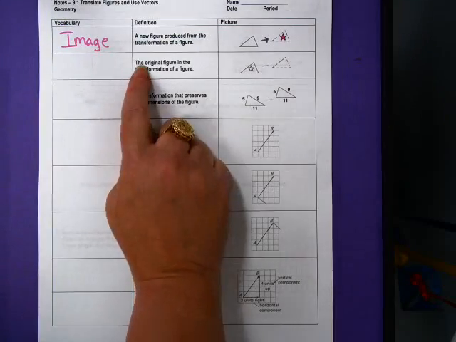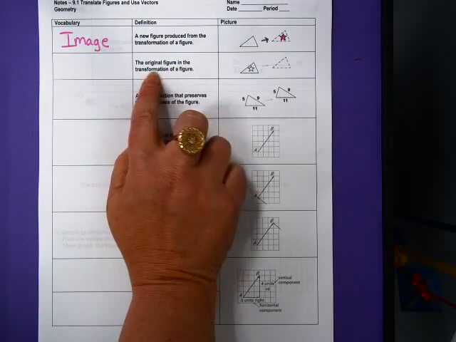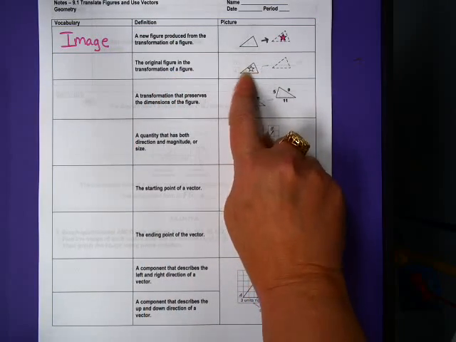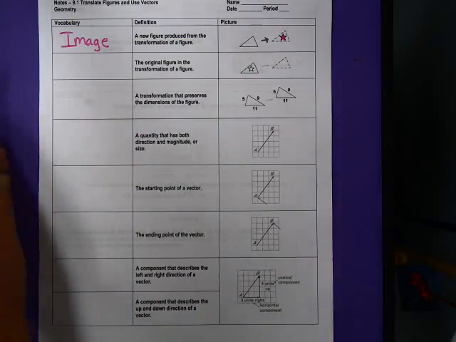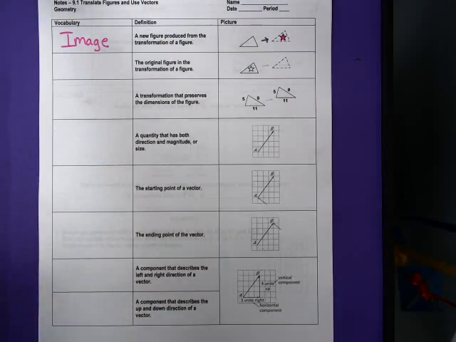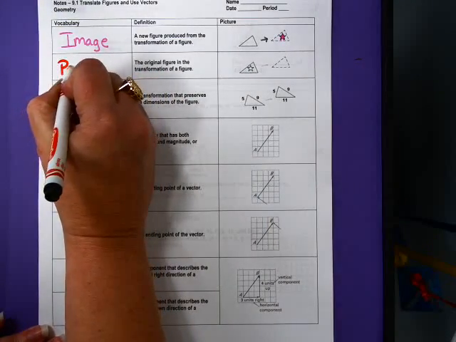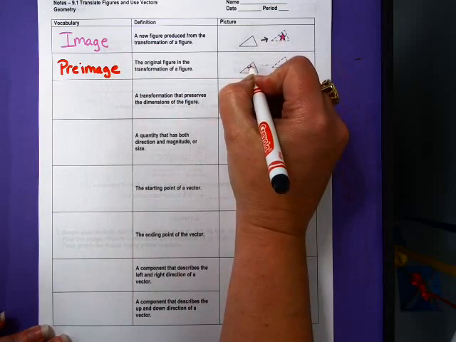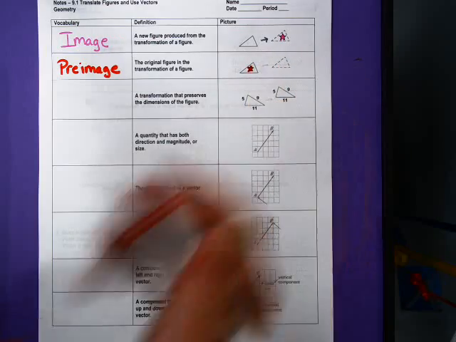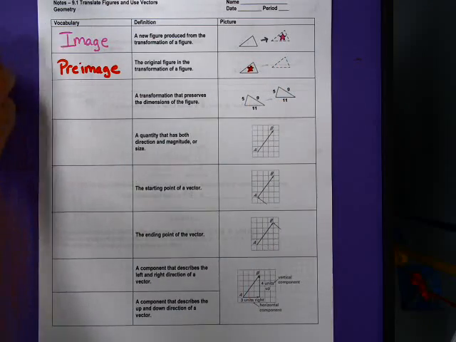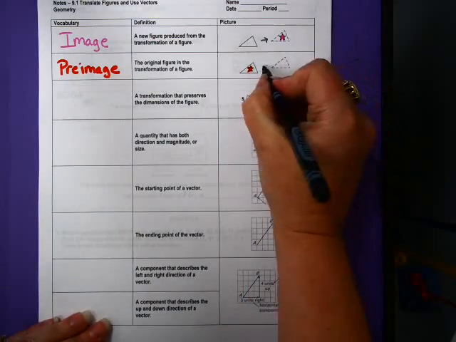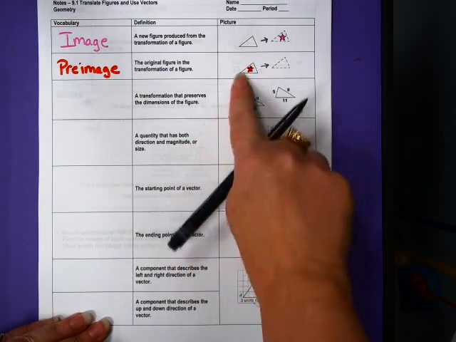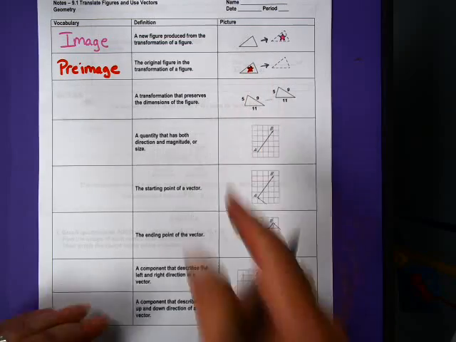Next we have the original figure in the transformation of a figure. So here the star is on the original figure. That one we call the pre-image. Okay, and so this one here, I'm talking about the one with the red star. And again, this is the original as we transform over to this one. So it's talking about this transformation.